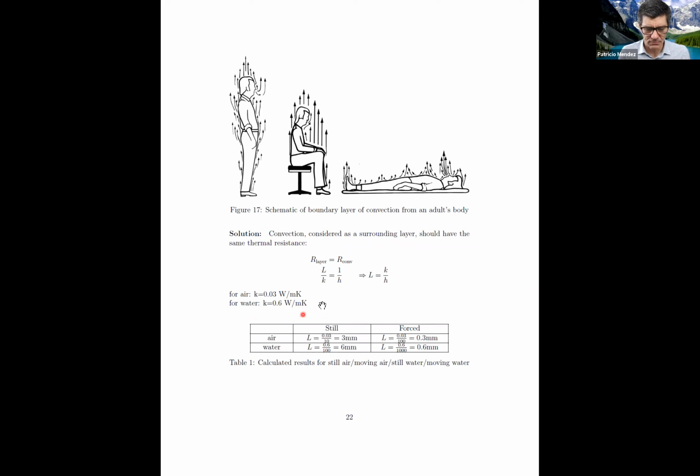And so I know this, and I know these 10 watts per meter square Kelvin or 100 watts per meter square Kelvin for air. So if I'm sitting like this guy here, the thickness of the boundary layer would be 0.03 watts per meter Kelvin divided by 10 watts per meter square Kelvin, and that gives me 3 millimeters. You don't see it, but around me and around you right at this moment, there is a more or less 3 millimeter layer of quiet air surrounding you.